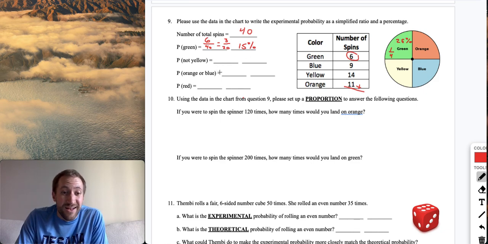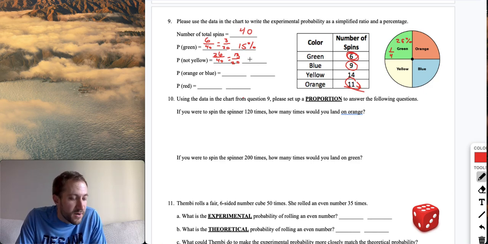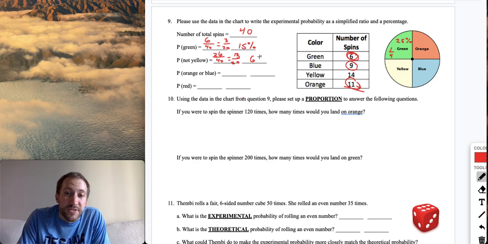The next one, not yellow. Any color other than yellow. So let's look and see. I need that green. I need the blue. And I need the orange. Those are all my colors that aren't yellow. Let me go add all those up. 11 plus 9 is 20 plus 6 is 26. So 26 out of 40 times I landed on a color that wasn't yellow. I'm going to simplify that down to 13 over 20. Then I'm going to turn that into a percentage, and let me grab my calculator. It's going to give me 65%.